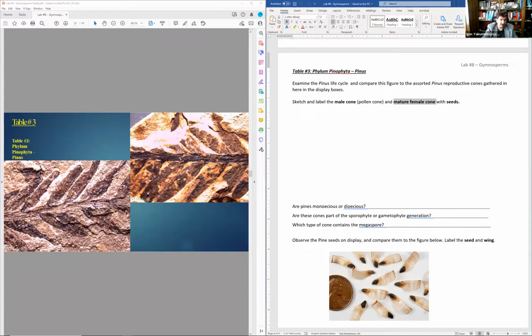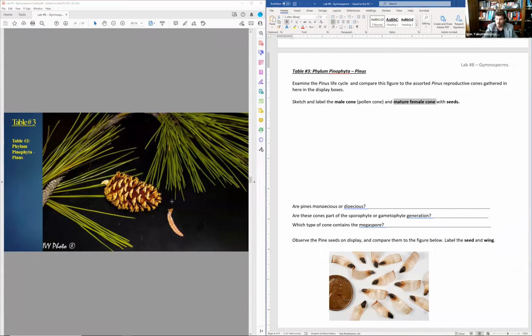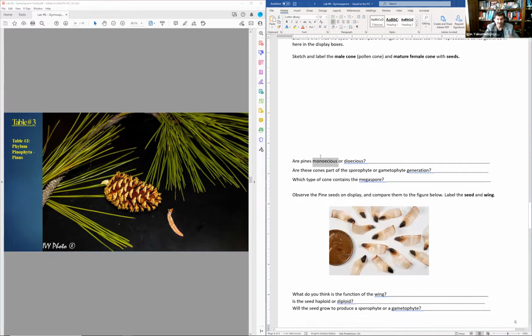So now looking at this, the female cone and the male cone, right there. Those can be found on the same tree, not in exactly the same place. Typically they are spread out, but on the same tree. So they are monoecious, with a male or pollen cone and a mature female cone. Are pines monoecious or dioecious? Since we can find both on the same one, it's a monoecious single plant. The same plant has both male and female cones.